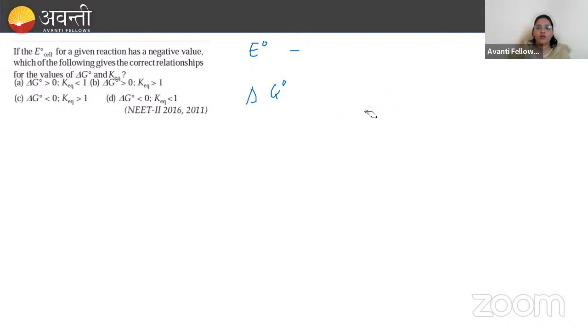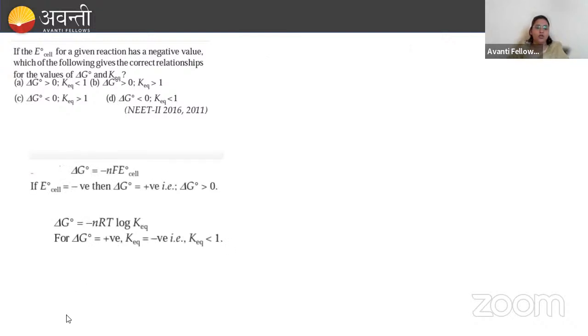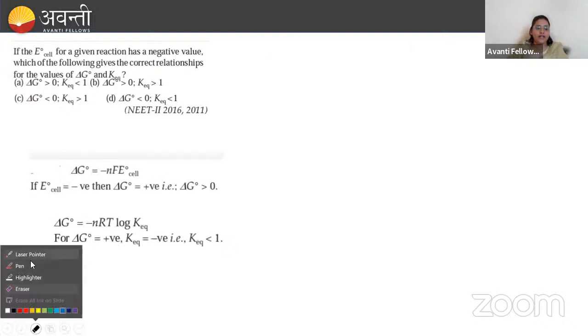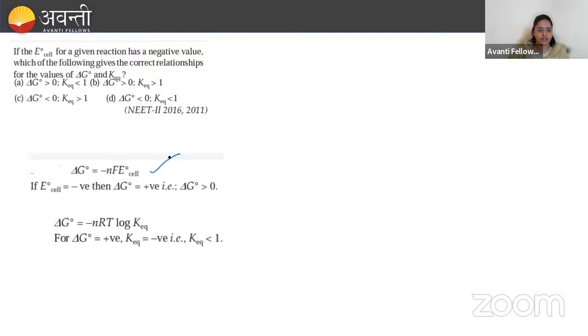So let's consider this equation: delta G is equal to minus nFE cell, right? What we have is that E cell is negative. If E cell is negative, then delta G, the negative will become positive. So delta G will become positive, so it will be greater than 0. You know the relationship between delta G and equilibrium constant. What is the relation? Yeah, positive.